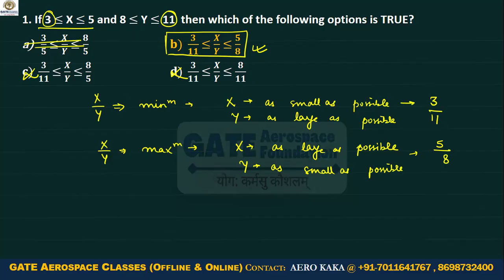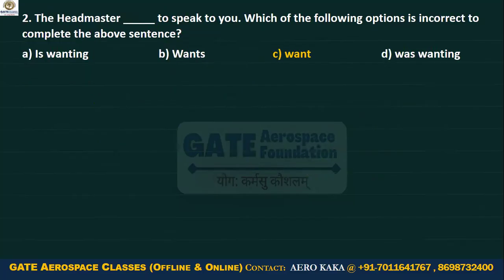Let's move on to the next question. The question is of verbal aptitude. The headmaster blank to speak to you. Which of the following options is incorrect to complete the above sentence? The headmaster is wanting to speak to you. The headmaster wants to talk to you. The headmaster want to talk to you, and the headmaster was wanting to talk to you.